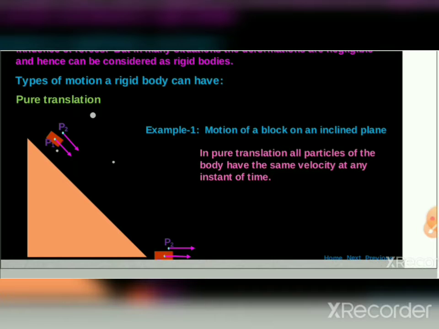Here see the motion, first example: a motion of a block on an inclined plane. If you keep it on the inclined plane, it will just move without giving a force. It depends on the angle, or the height of that inclined plane. Here, in pure translation, all the particles of the body have the same velocity at the same time. So that's why this is the example for pure translation motion.